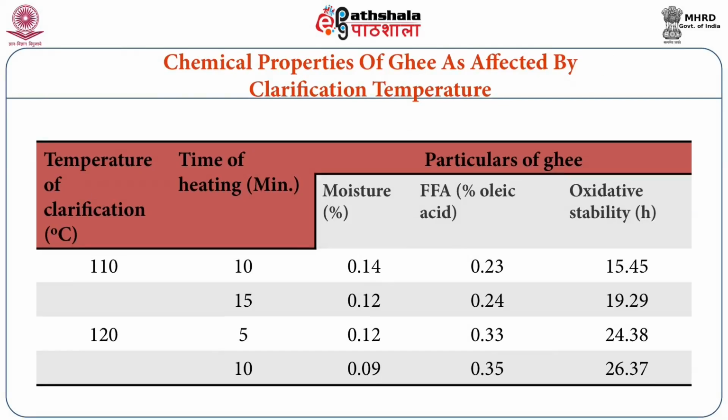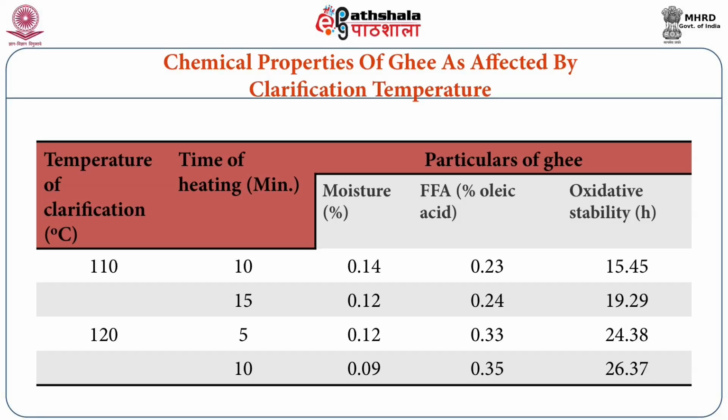The slide depicts the chemical properties of ghee as affected by the clarification temperature. As I told you, a wide variation in the heat clarification temperature is adopted by ghee makers. If you go for a higher clarification temperature, there will be higher cooked flavor development in the resultant ghee. Some consumers, for example South Indians, prefer more cooked ghee, whereas North Indians do not prefer cooked ghee. Based on that and the shelf life, higher the temperature, higher will be the shelf life of the resultant ghee.